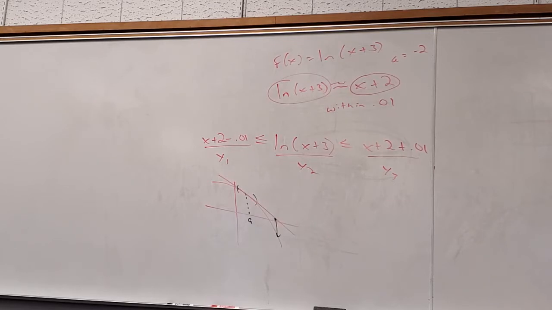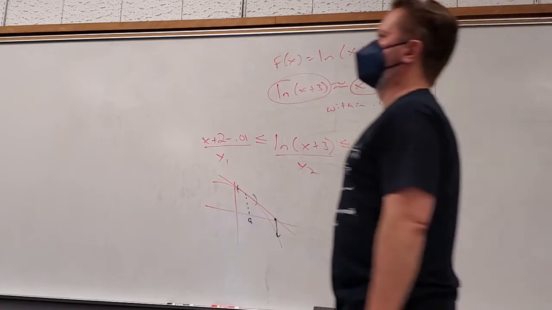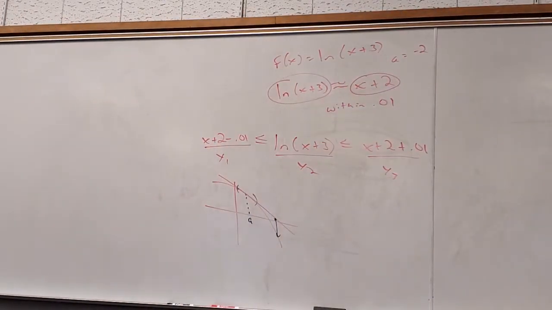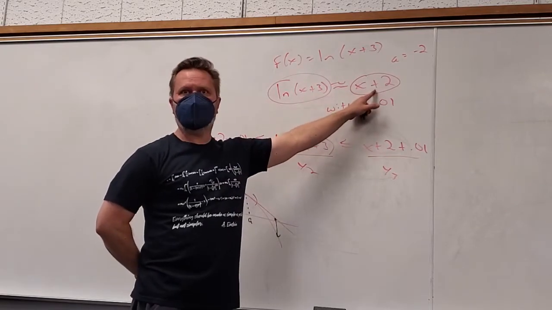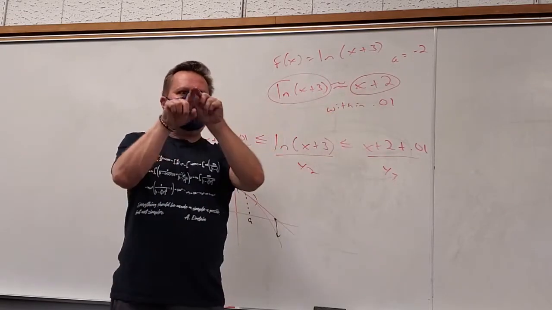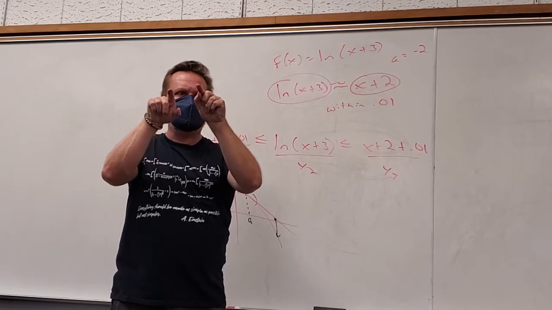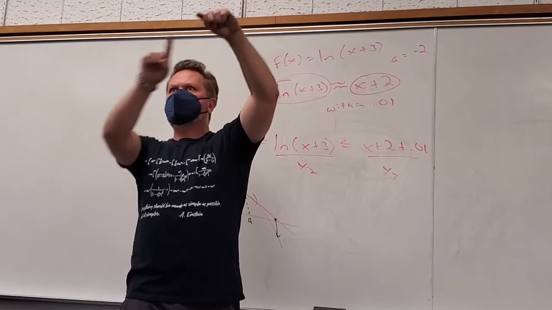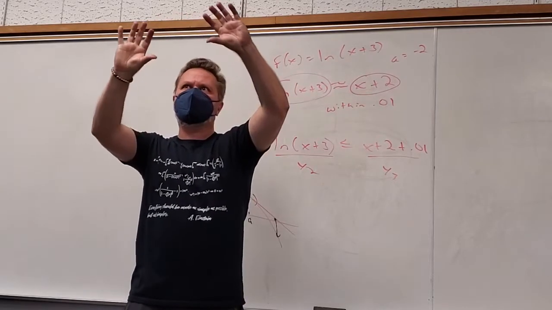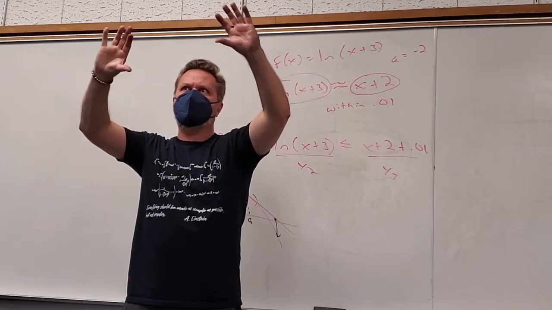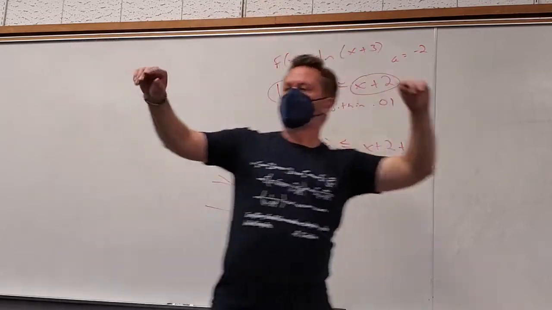Where is everything happening, and why does it make sense that that's where everything is happening? Around -2, of course, because what happens at -2? 0. This is perfectly equal to this. The minute I get a little bit away from -2, my tangent line isn't hugging this anymore. It's a little bit different, right? So I just don't want to let it get so far away that my error is more than 0.01. That's the idea. So everything's happening right there.